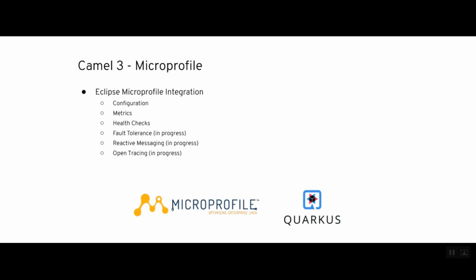In Camel 3 we support the Eclipse MicroProfile specification, and the top 3 parts in the slide, so configuration, metrics, and health checks, are already there. The other 3, fault tolerance, reactive messaging, and event tracing, will be part of the next release and are in progress.